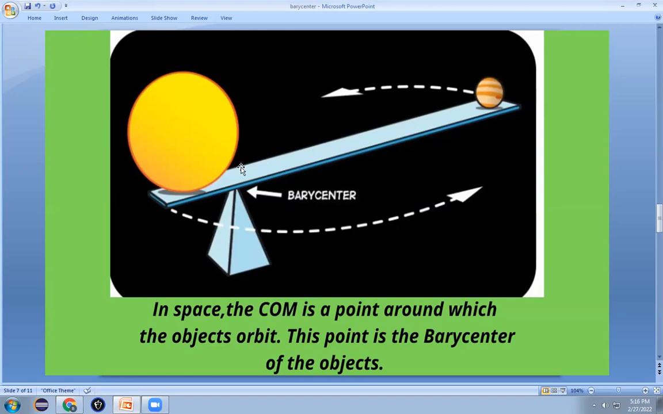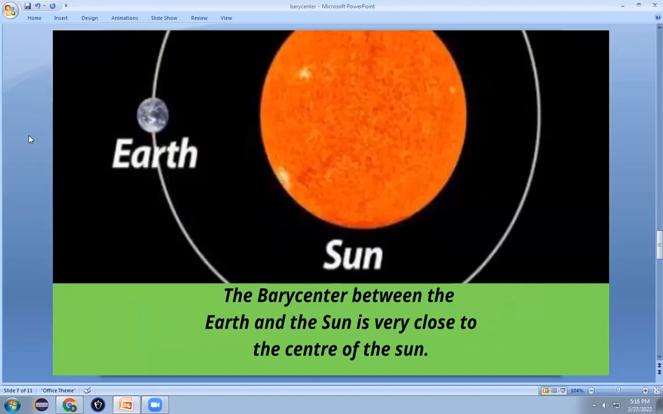For example, in this figure, you can see here there is a sun and here there is a planet. Which is heavier, the sun or the planet? The sun. See, the arrow mark is towards the sun, which means the barycenter is located towards the sun, which has more mass. That is one important point. Do you all understand? Yes, Akka.